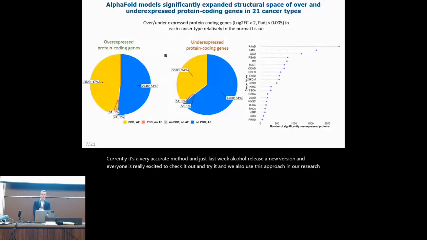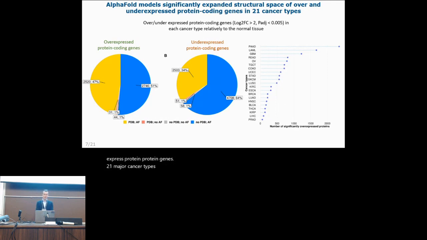The first project that I would like to share with you, in which we use AlphaFold and deep learning, is a study of the so-called pan-cancer structurome. It's a structural space of over- and underexpressed protein coding genes in 21 major cancer types from the TCGA database. So we collected all over- and underexpressed protein coding genes, and classified all the protein domains for known, experimentally determined protein structures, and for those who don't have experimentally determined structures, we used AlphaFold models.